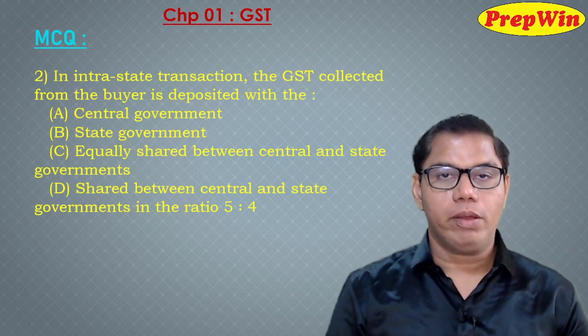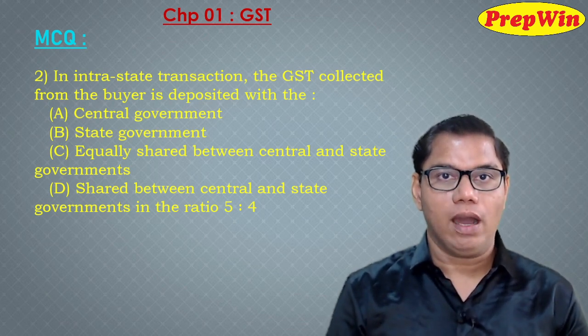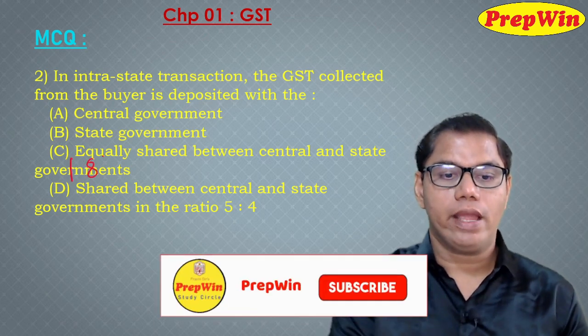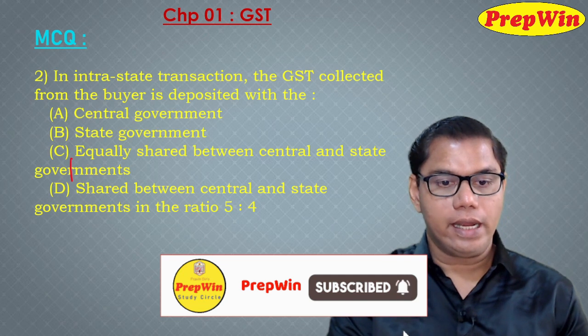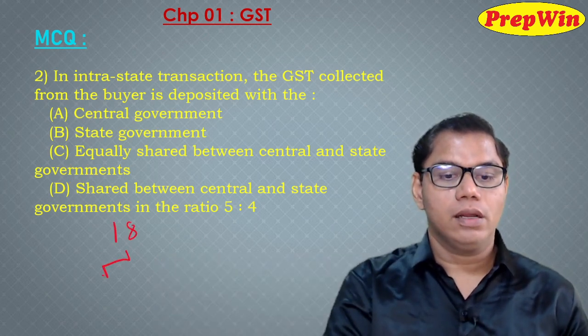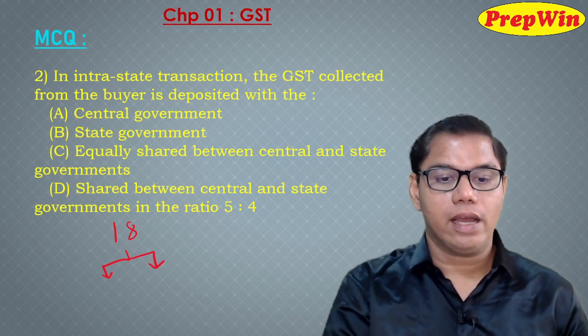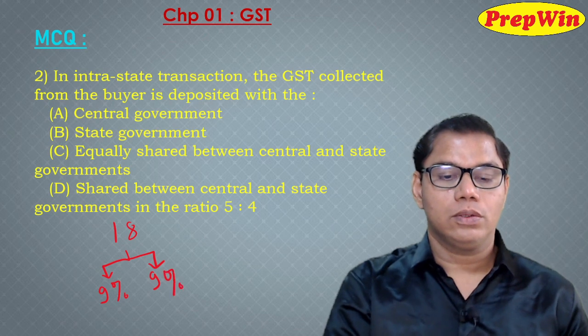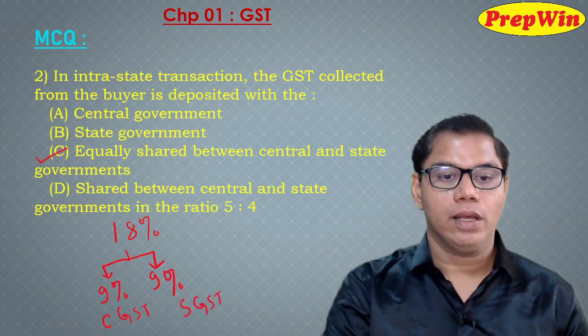Now if you remember the concept which we have studied earlier in this chapter, there we have taken one example that if the slab of GST is 18%, that was equally shared between the central government and the state government as 9% each. So 9% will be CGST and 9% will be SGST. So the correct option is option C.